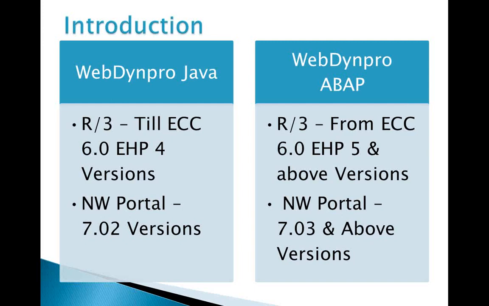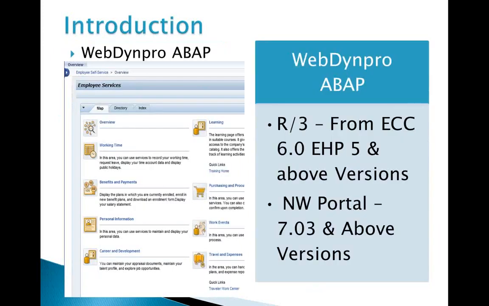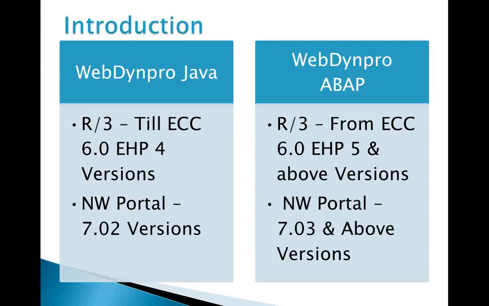Now that is the difference. Based upon the ECC version or R3 version of the client, we suggest the portal versions, whether they can go with Web Dynpro Java or Web Dynpro ABAP. This Web Dynpro ABAP is available starting from 2010.